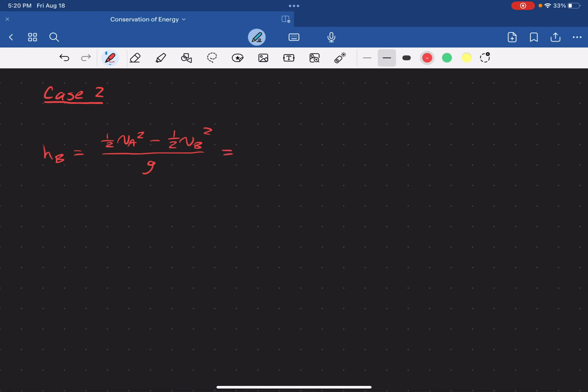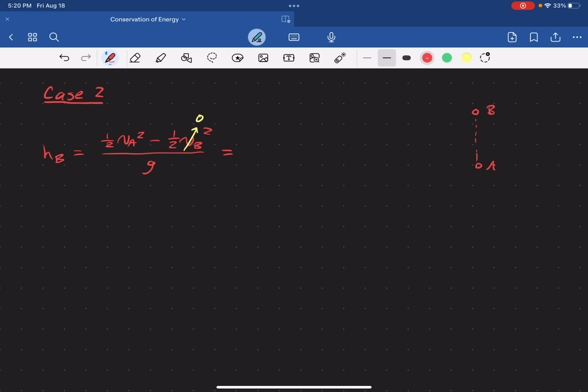In this case, the ball goes straight up to its peak height. But the difference between case 2 and case 1 is that in case 2, when it reaches point B, there is no velocity at all at point B. Velocity at point B is equal to 0. So it simplifies our height equation a bit.